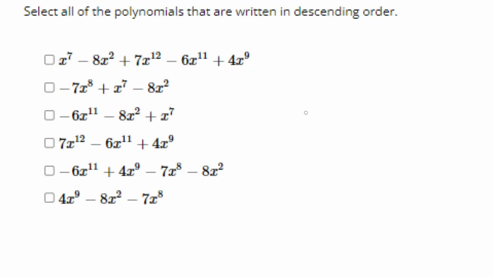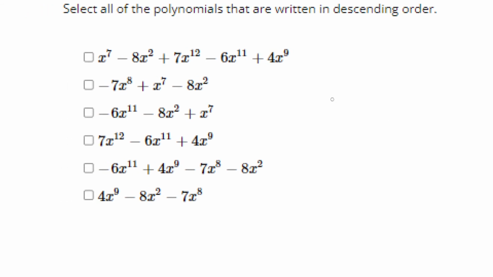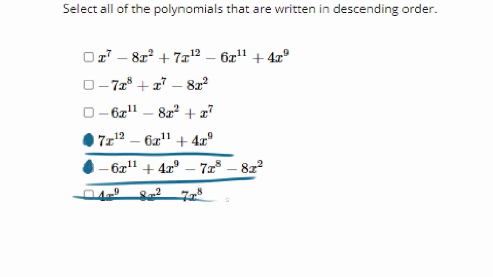Final question, we have select all of the polynomials that are written in descending order. Descending order, if you remember, is going from biggest to smallest when we're talking about the degree of our exponents of our terms. So this one is in descending order because it goes 12, 11, 9. This one is because it goes 11, 9, 8, 2. This one is not because it goes 9, 2, 8.